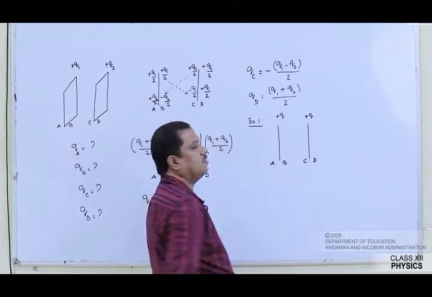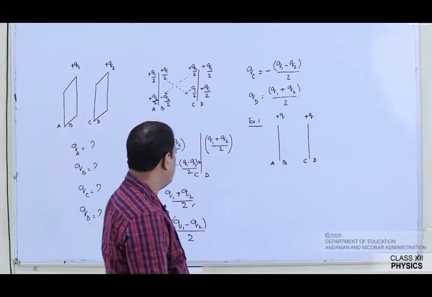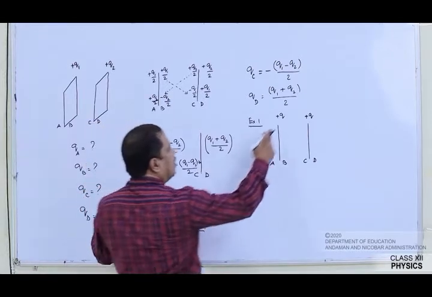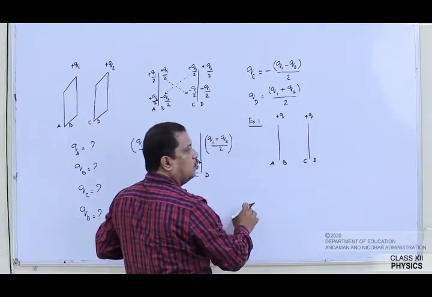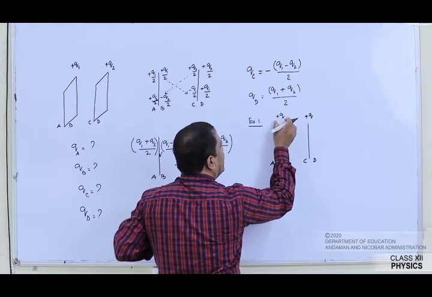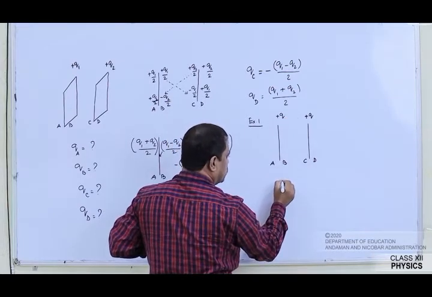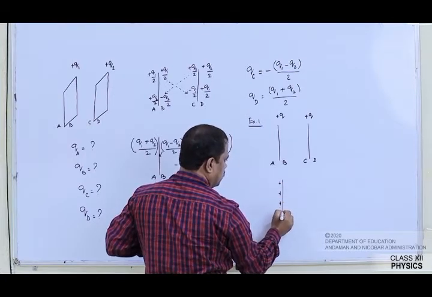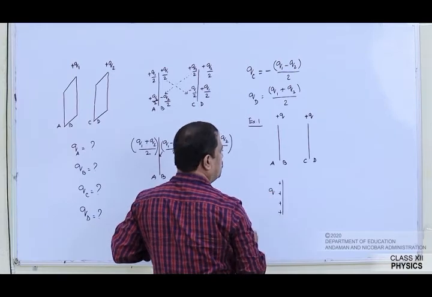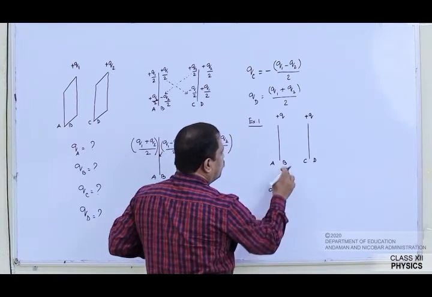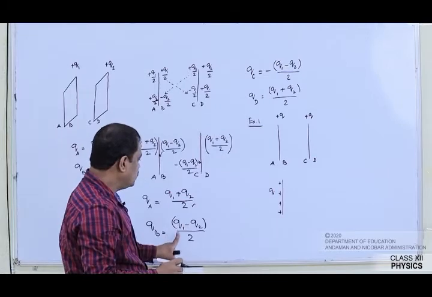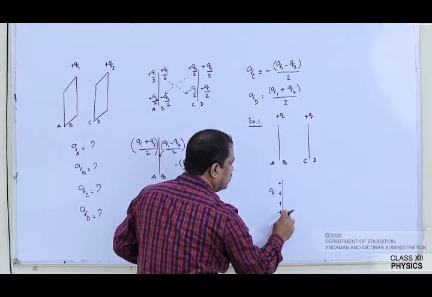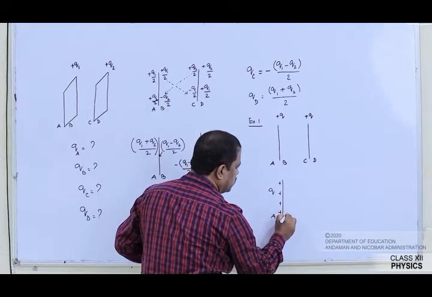I want to find what is the total charge here on the left face. So what we said, on the left face A, it will be the sum of the charges divided by 2. So here Q plus Q, 2Q divided by 2, that means the entire positive charge will be distributed on this side. If you look at B, it is the difference of the two. So the difference of the two is 0. So there will be no charge here on the inside surface. So this is A, this is B.